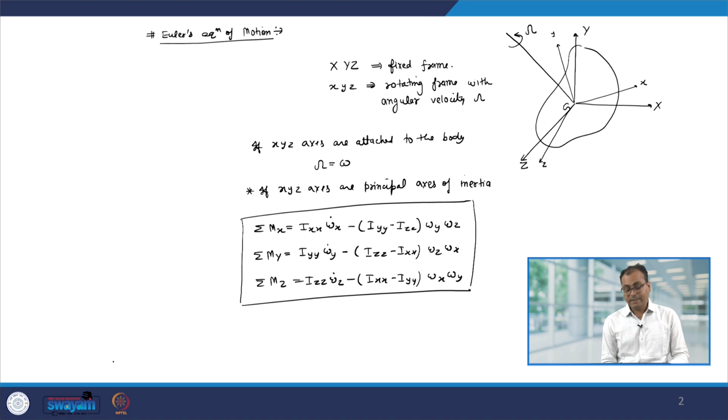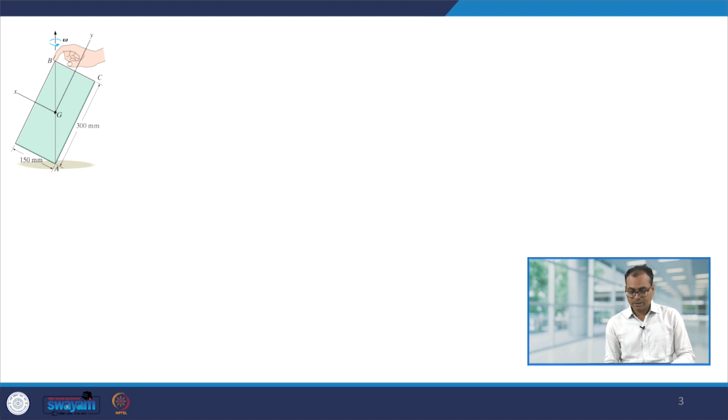Here Ixx, Iyy and Izz are the moments of inertia about the x, y and z axes respectively, and omega x, omega y and omega z are the components of the angular velocity along the small x, y and z axes. Now, let us look at an example, and the problem statement is the following.